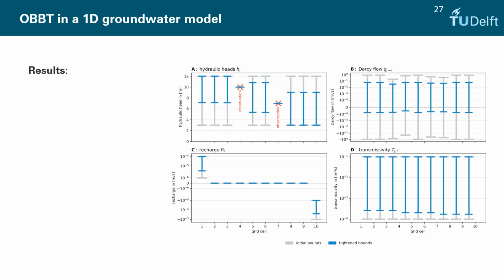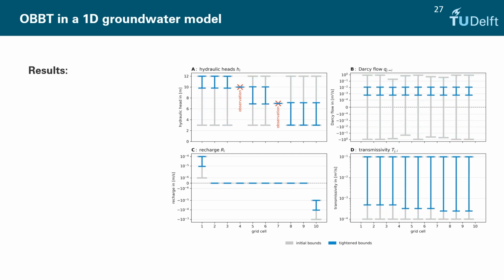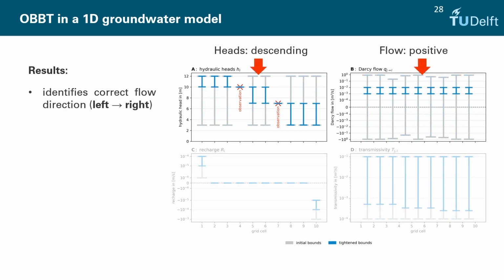Because that may be a little bit confusing, let's take a closer look at these frames. The first thing we see is that optimization-based bound tightening identifies physically meaningful information. For instance, it learns that the flow has to go from left to right, from the source to the sink. We see that the flow has to be uniform because no water is added or removed in the middle of it, and it has to be positive, accounting for the left to right flow direction.